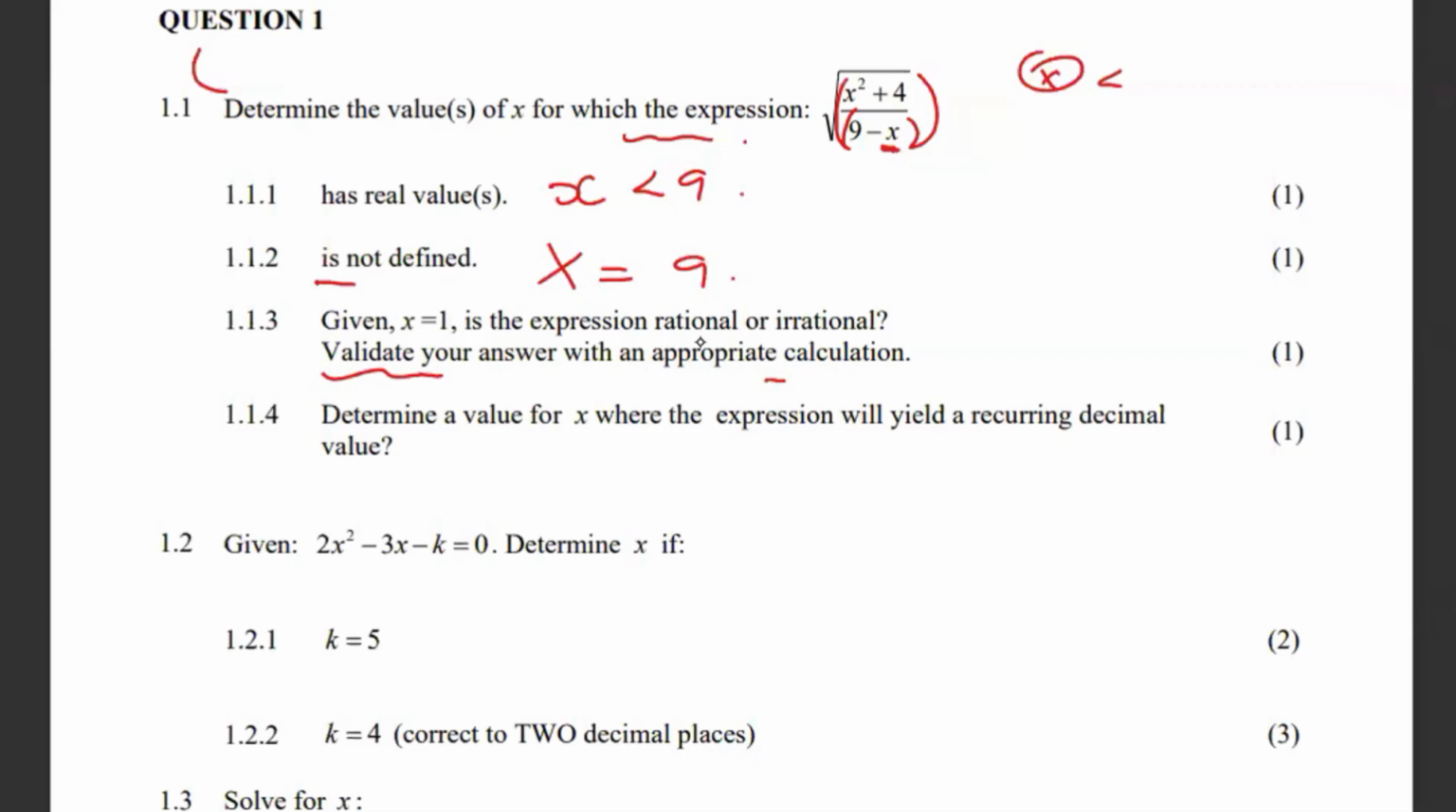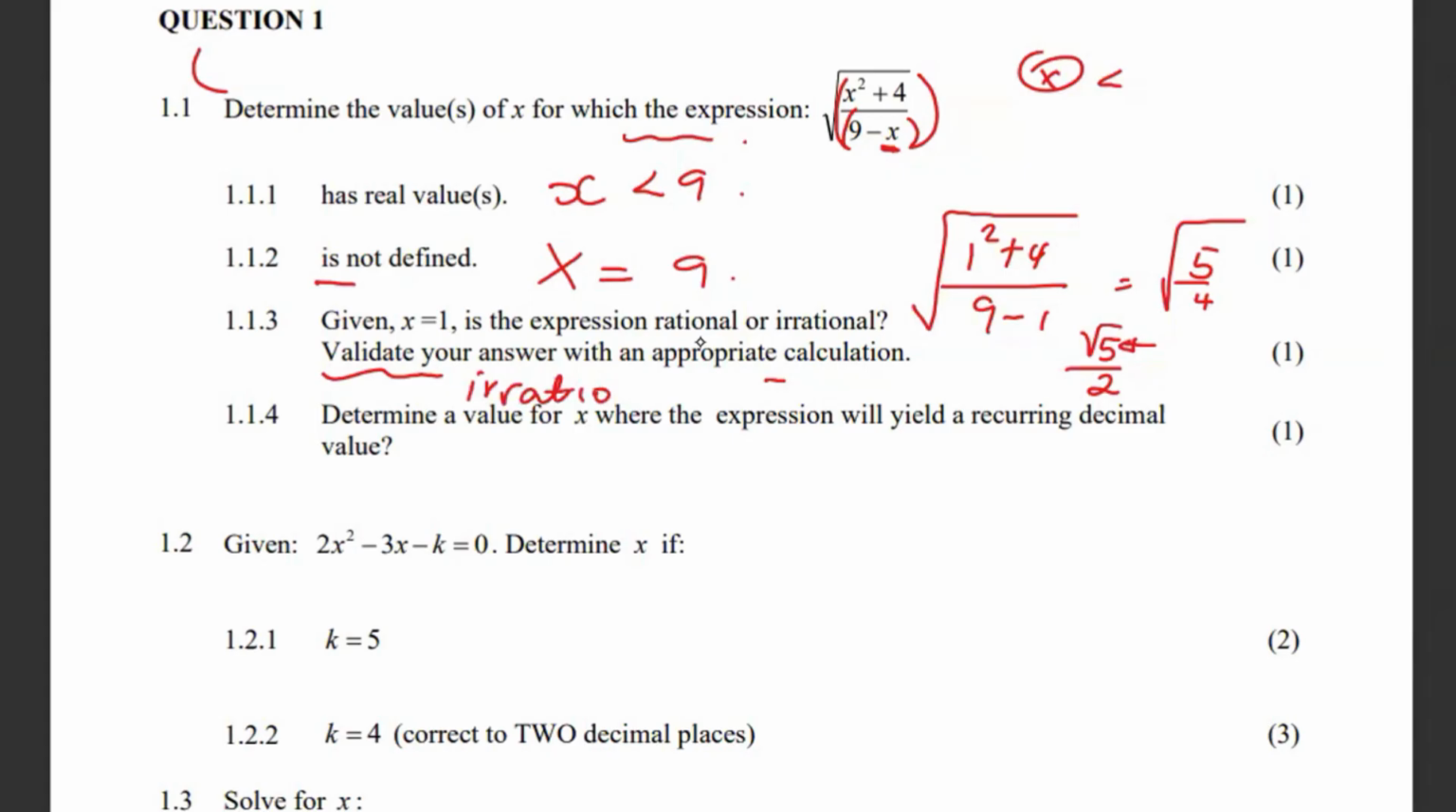Okay, so if x is 1, let's try to do the substitutions and see. That's going to be 1 squared plus 4 over 9 minus 1. This is under square root. So it's going to be 5 over 4. We cannot find the square root of 5, but we can find the square root of 1. So it's going to be root 5 over 2. Since it's a root 5, just the root 5 alone is an irrational number. So we're going to say this is irrational.